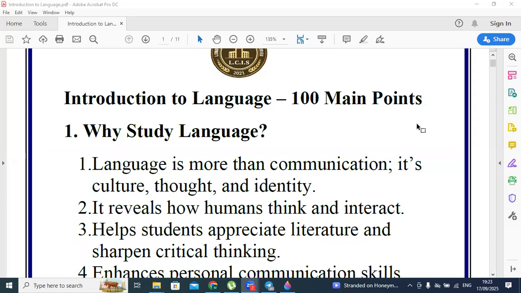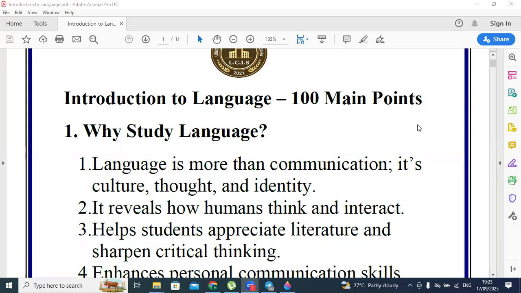And to make sure that you gain everything in the subject, I summarize the whole subject in 100 main points. So to cover the subject, when you study, you can go through the PowerPoint and link the PowerPoint with the recording. And after that, you can summarize the whole subject from this PDF file. Introduction to Language, 100 main points.